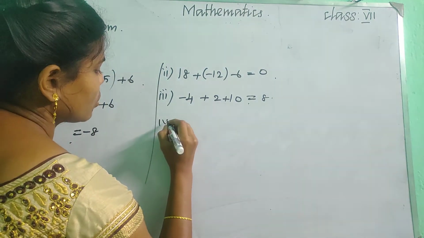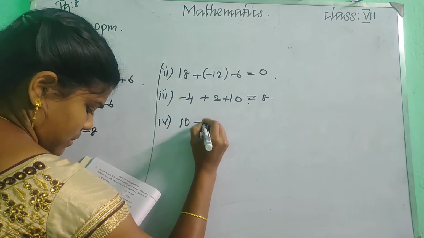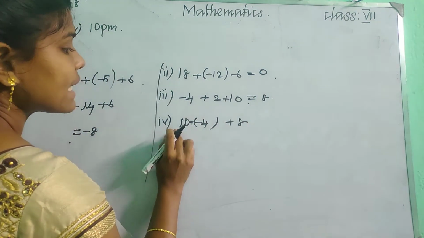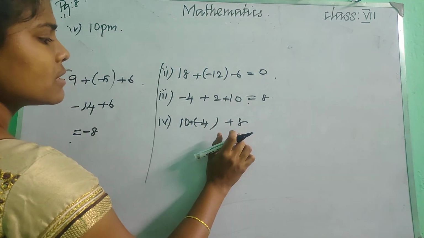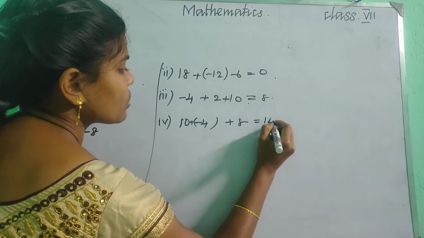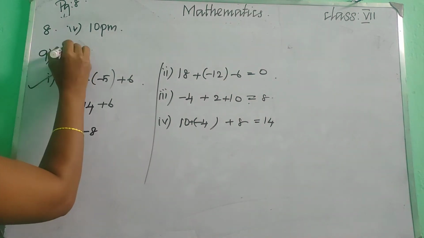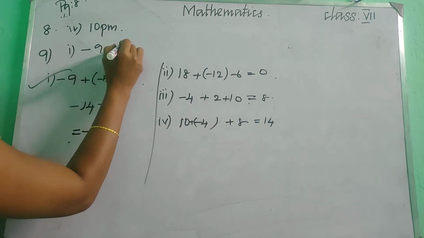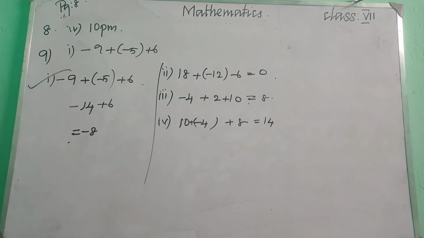And then the fourth one, 10 plus minus 4 plus 8. 10 and plus 8 have the same signs, right? So 10 plus 8, 18. 18 minus 4, 14. So plus 14. So the answer is option 1. For the ninth one, option 1 is the correct answer. Option 1 is minus 9 plus minus 5 plus 6. This is the correct answer.